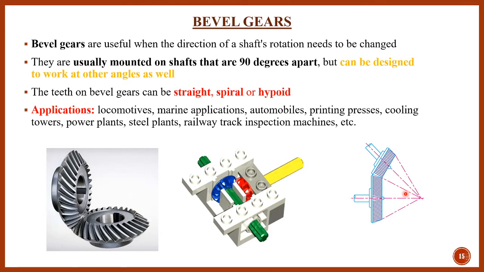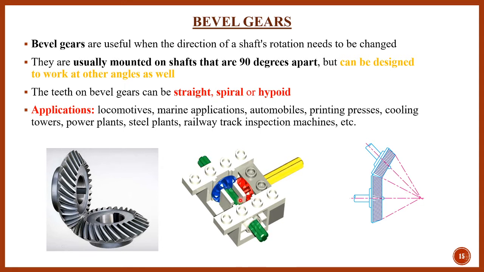Next one is the bevel gear. When we are interested in transmitting motion between two shafts at a right angle, or at an angle less than 90 degrees, we need to use bevel gears. There are three types of teeth in the bevel gear: straight, spiral, and hypoid.